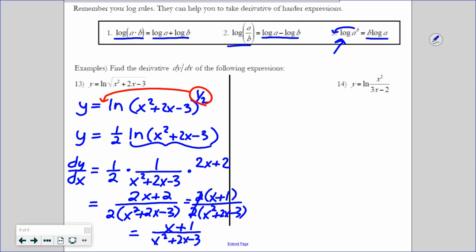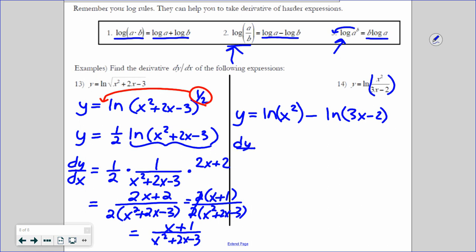Okay, so here, y equals the natural log of x squared divided by 3x minus 2. So we can use this second property to expand and rewrite this as the natural log of x squared minus the natural log of 3x minus 2. Okay? And then that makes the derivative a lot easier because we can just find the derivative of each term.